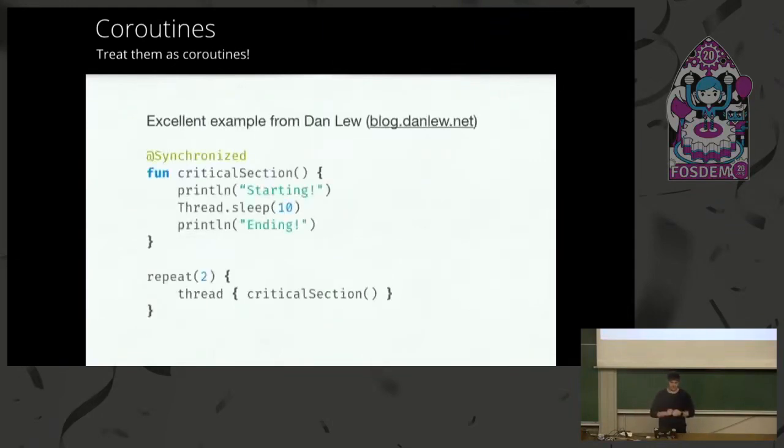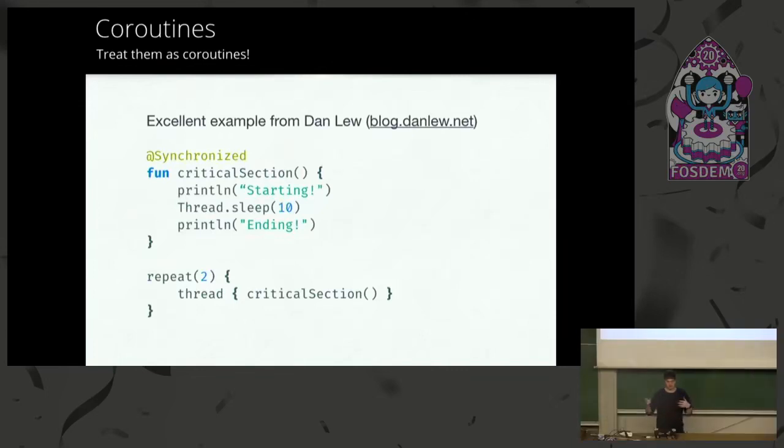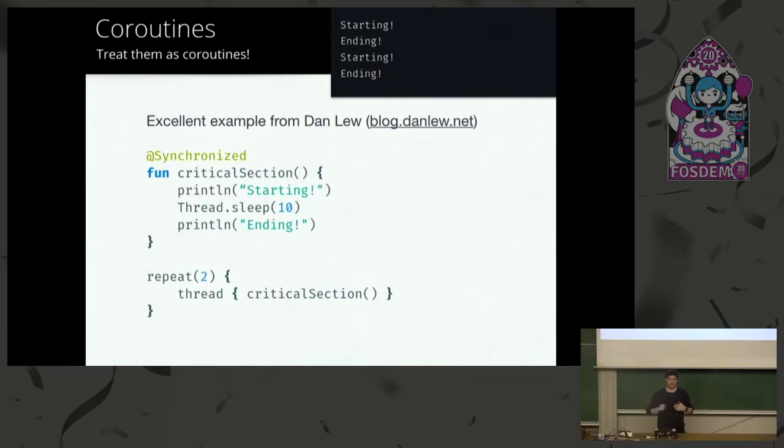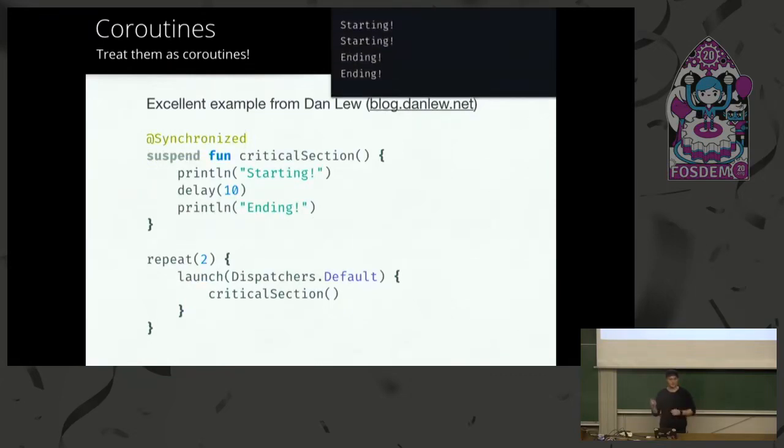And another example from Dan Lew is if you use synchronized. When we create two threads and call a synchronized function, we're going to have starting, ending, starting, ending. The annotation is going to help us synchronize the code, so only one thread is going to be allowed in it at any given time. And if we change to coroutines, we launch two coroutines and we call the same function, but now it's a suspending function and we do a delay. This is actually going to print out starting, starting, ending, ending.